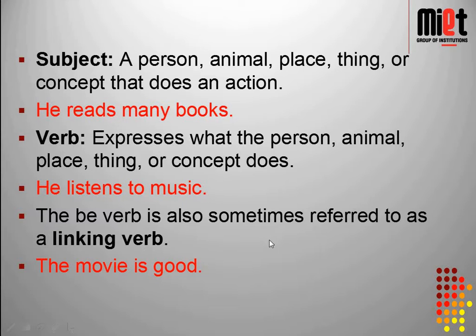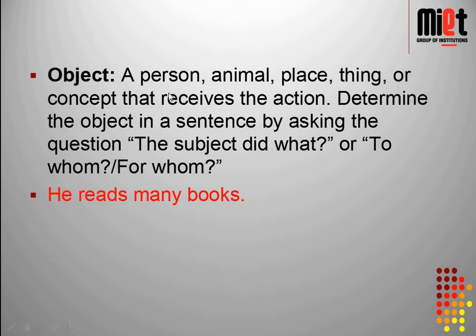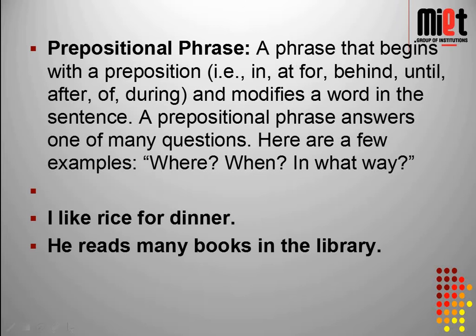The be verb is also sometimes referred to as a linking verb. For example, the movie is good. Object means a person, animal, place, thing or concept that receives the action. Determine the object in a sentence by asking the question, the subject did what, or to whom, for whom. This is how you can find your object in the sentence. Like he reads many books. So books is the object in this sentence.